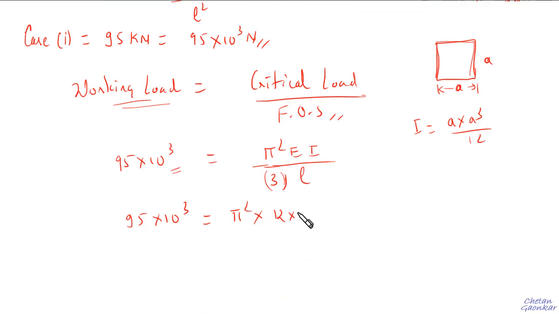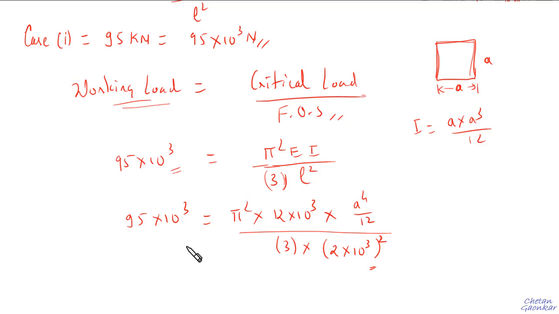So this will be 12 multiplied by 10 to the power 3 multiplied by I. I we can write it as A to the power 4 divided by 12 divided by this 3 and this L. L is 2 meters, right? So I have to multiply it by 10 to the power 3 to convert it into mm, and that will be our L. In fact, this should be L square, if I'm not wrong, right? This should be L square, yes. So this should be also square. So from here now only unknown is A.